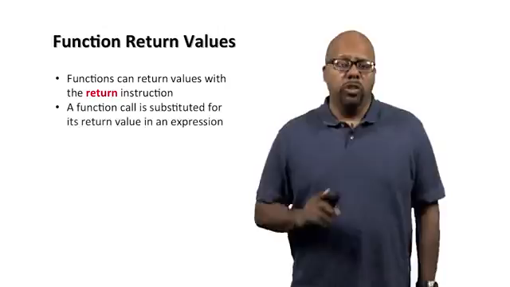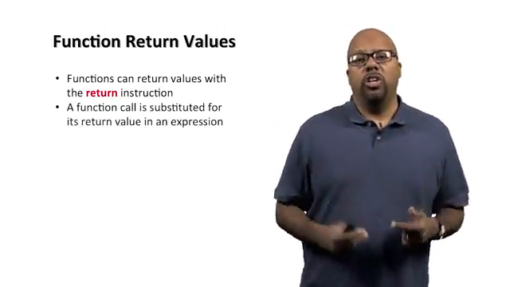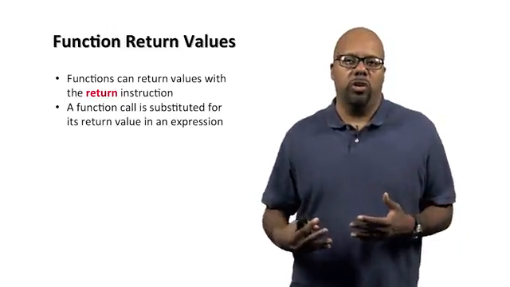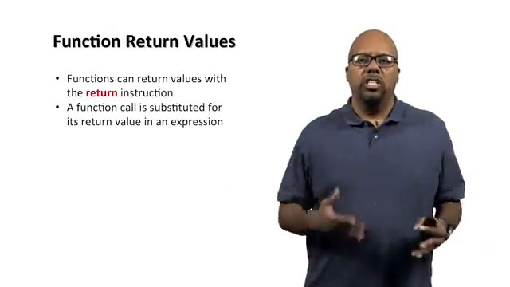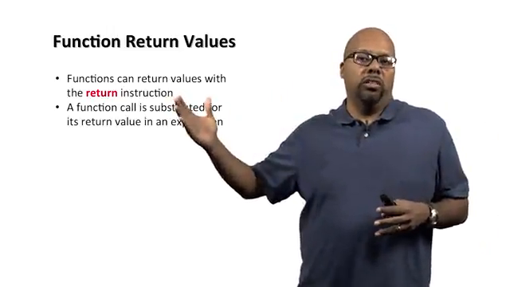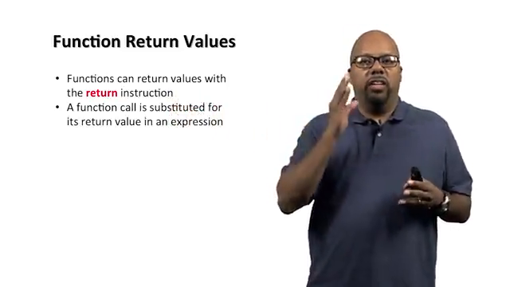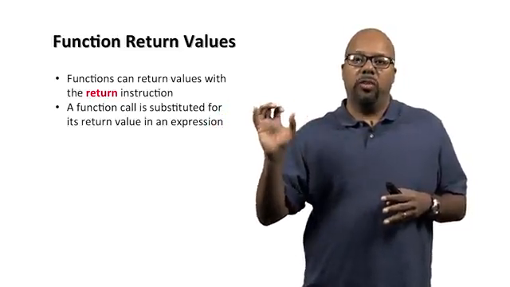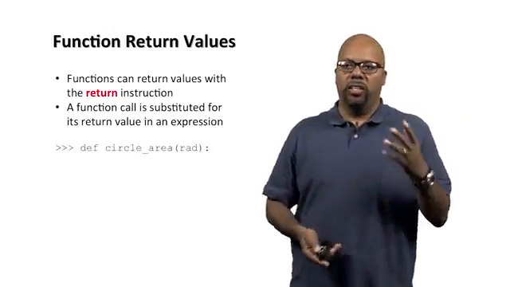When you return a value, the whole function call is substituted for whatever the return value is inside whatever expression you use the function call. So if you use the function call inside a bigger expression, so if you say 5 plus circle area, and I call it with a 2, then it'll compute what the circle area is with a 2. If I return that, it'll substitute that in, so it'll do 5 plus whatever the return value is. So I'll give an example.